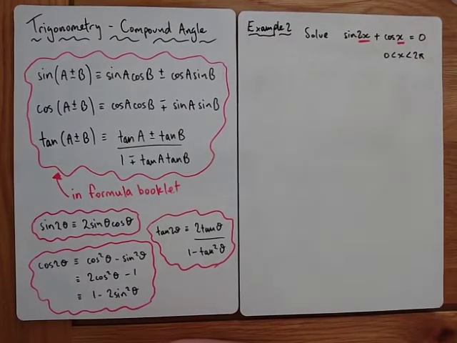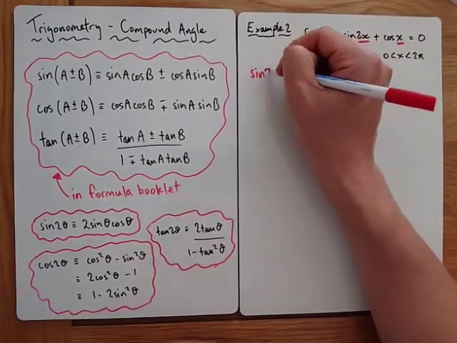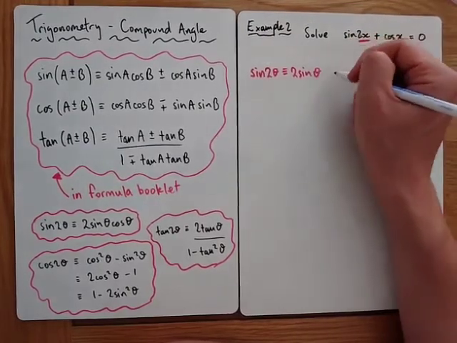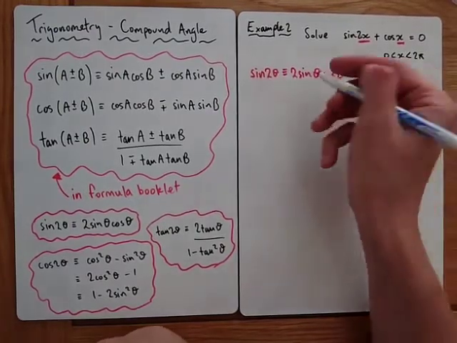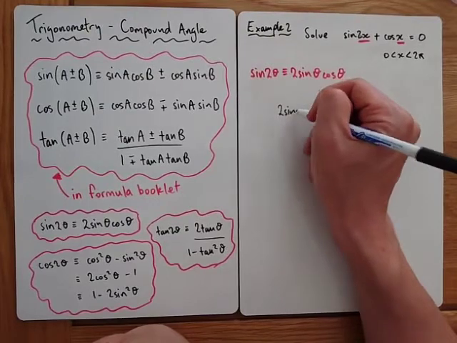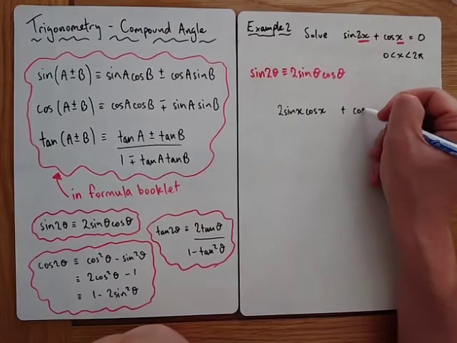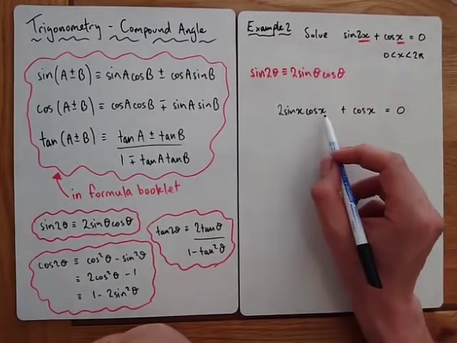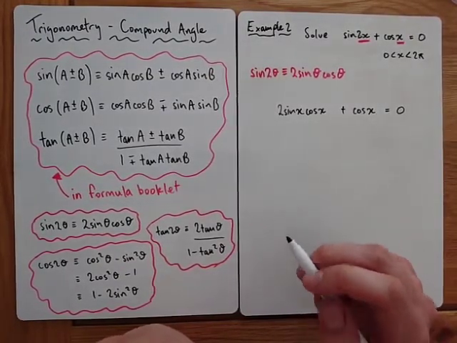What we can do is say, well, I know that sine 2 theta is equivalent to 2 sine theta cos theta. And by using that identity at the beginning, we can replace sine 2x with 2 sine x cos x, plus cos x equal to 0, and now we've got an equation with a consistent angle, so we can think about how we are going to solve this.